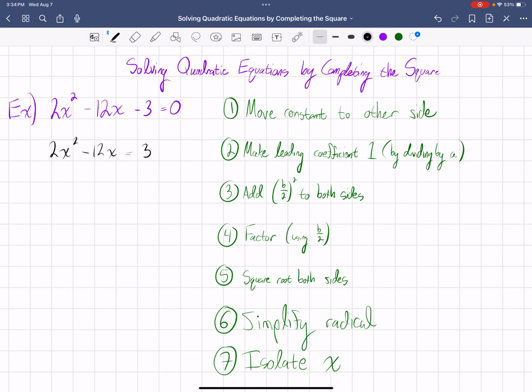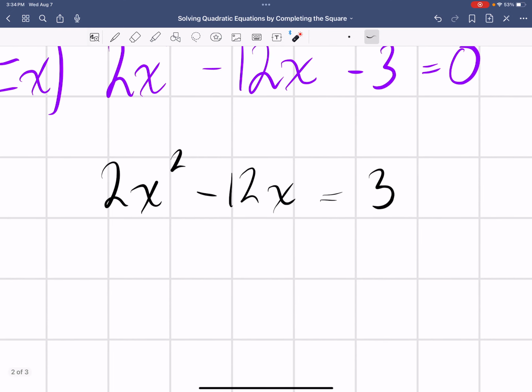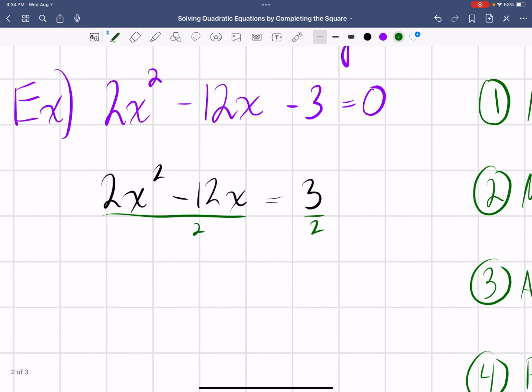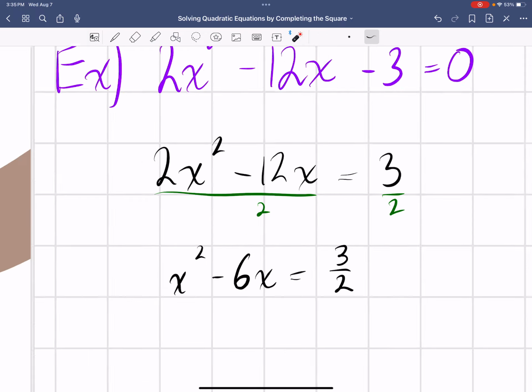Next, we need to make the leading coefficient 1 by dividing by a. So right now the leading coefficient of this quadratic is 2, which we call a. So to make it 1, I'll just divide both sides of the equation by 2. So I'll divide this all by 2 and I'll divide this by 2. And that'll give us x squared minus 6x equals 3/2. So I've made my leading coefficient 1.